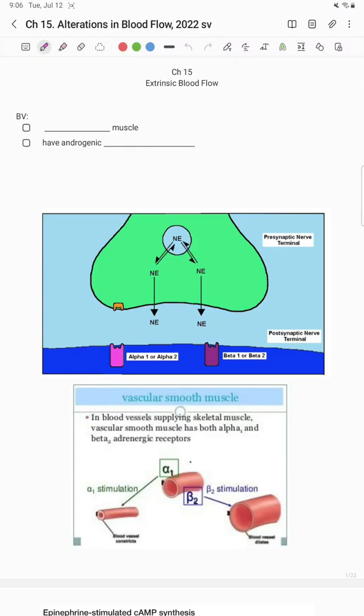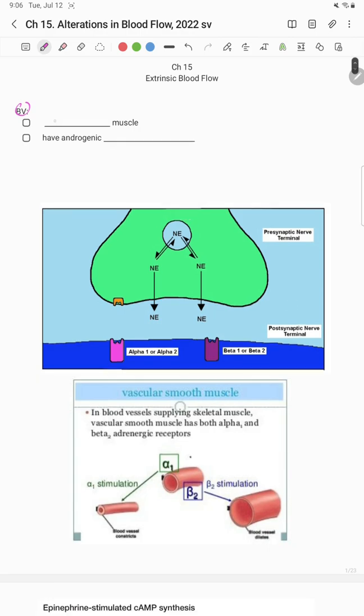In this section, we're going to look at Chapter 15, Alterations in Blood Flow. Okay, we're going to start out with blood vessels. Okay, we have smooth muscle.